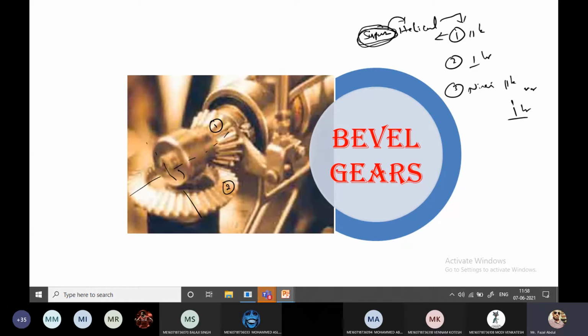For the tangential load, what is the equation? The Lewis equation: sigma = W by B PC into Y is the Lewis equation for the spur gear. If you put Y dash here, that becomes the Lewis equation for the helical gear. So what is Y dash here? The Lewis form factor for the effective number of teeth. For the spur gear, the equation is 0.915 minus 0.81841 by T.